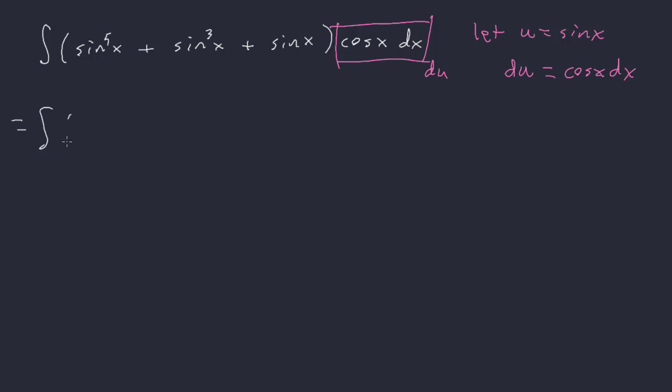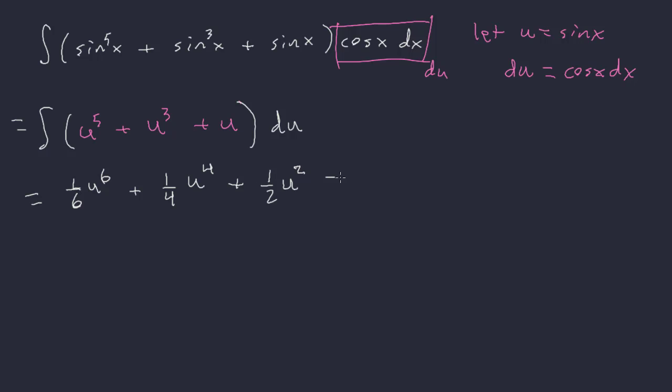All right, so this is actually going to come out to be the integral of u to the 5th plus u cubed plus u du. Okay, this whole thing came out to be du, and this is just a series of power rules. The integral of u to the 5th is 1/6 u to the 6th. The integral of u cubed is 1/4 u to the 4th. And the integral of u is just 1/2 u squared. Throw in a plus c.